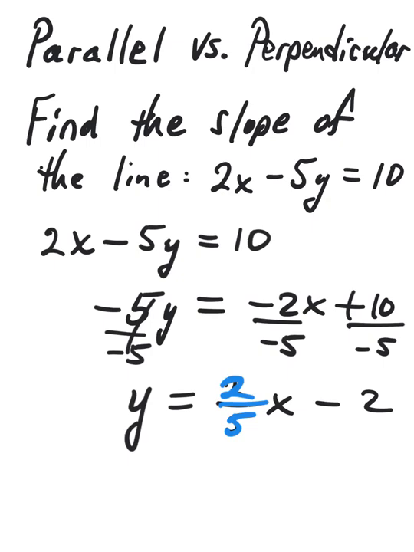When you're asked to find a slope that's parallel to a line, you use exactly that slope. Parallel lines have equal slopes. They have a different y-intercept, but their slopes are identical.